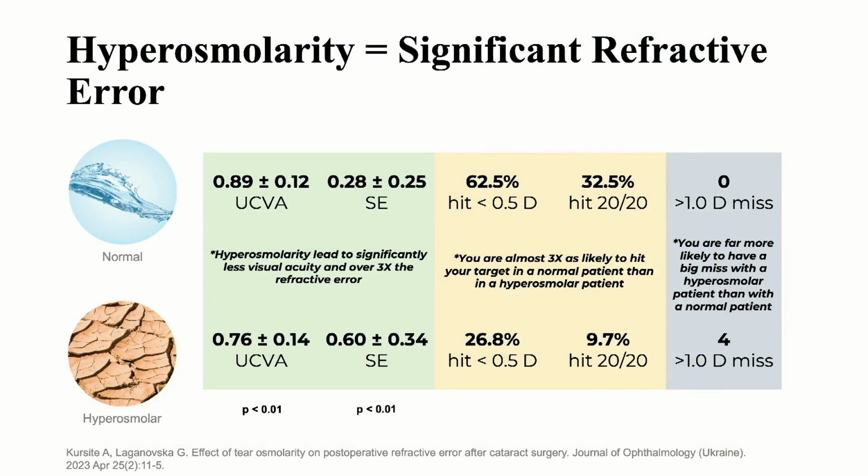And look at that, when we see the number that hit 20/20 on normal patients at 32.5, one-third of that amount hit 20/20 with hyperosmolarity. And the outcome: when we're talking about less than a half a diopter, there's over a double difference, a triple difference for 20/20. And when we take a look at within a diopter, which I think is the amazing part, within a diopter, normal osmolarity, 0 misses. With hyperosmolarity, 4. So 4 times the amount.